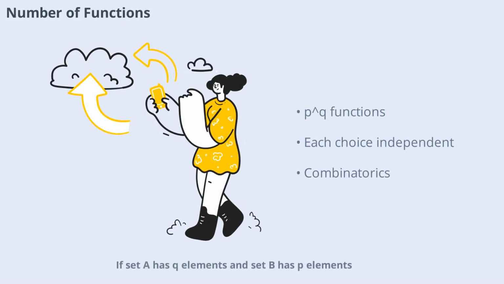If set A has q elements and set B has p elements, the number of possible functions from A to B is p^q. Each element in A can be mapped to any element in B, so the possibilities multiply quickly.